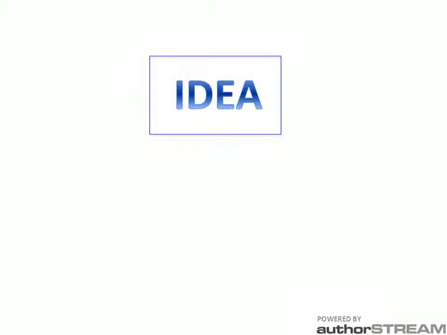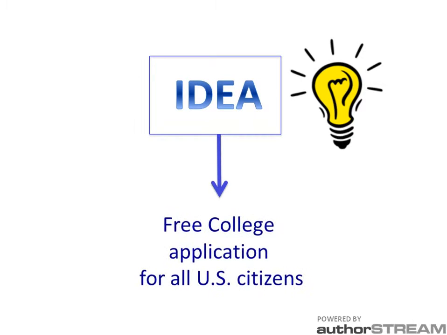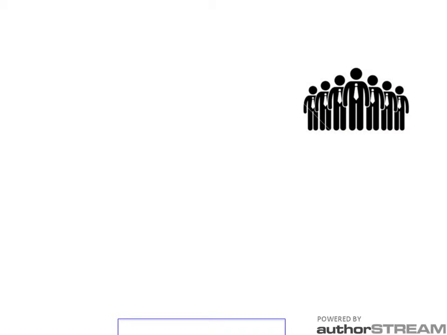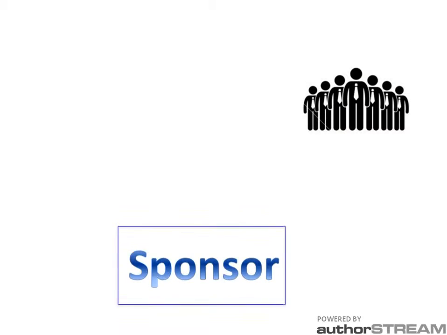In order for a bill to become a law, first you have to come up with an idea. For that idea to happen, either citizens can contact their representatives and they research the idea and write it into a bill, or the representatives themselves come up with the idea. In these circumstances, we're going to use a free college application for all U.S. citizens as our idea. In order for the bill to be introduced to the House, it needs a sponsor.